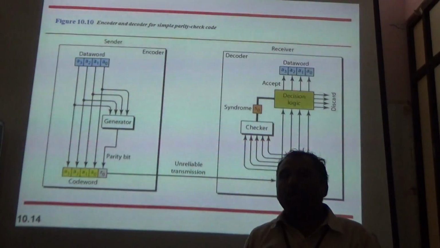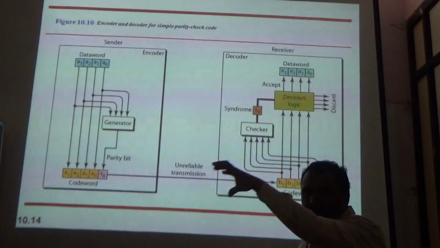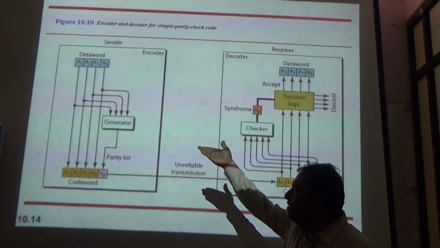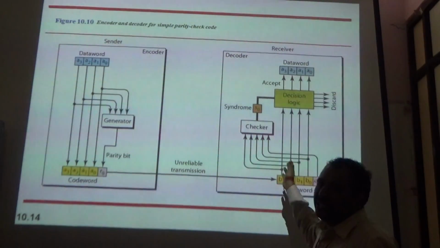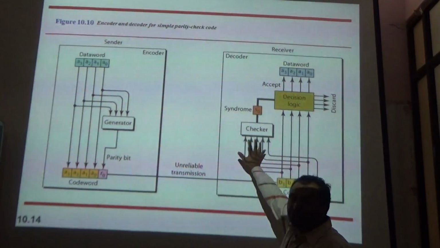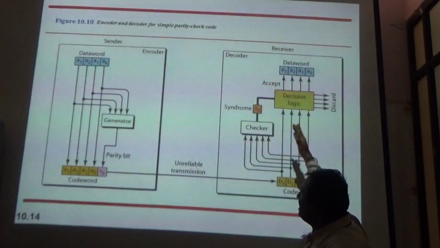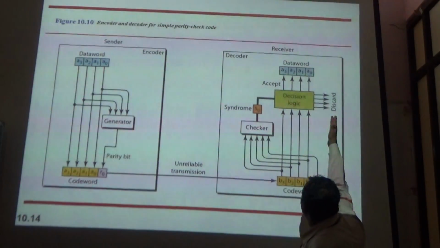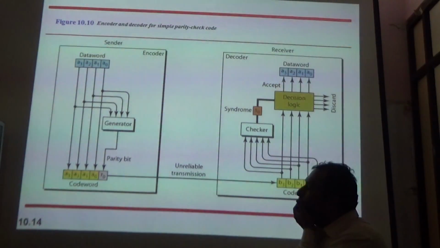In short, linear block code makes sure that if a data word is available for transmission at the transmitting end, we will generate a code word from it. The code word will be transmitted to the decoder side, or the receiver side. The code word will undergo an operation by the checker, and based on the result of it, which is known as the syndrome, we will decide whether the data is to be passed on or discarded. So that decision will be taken care of.